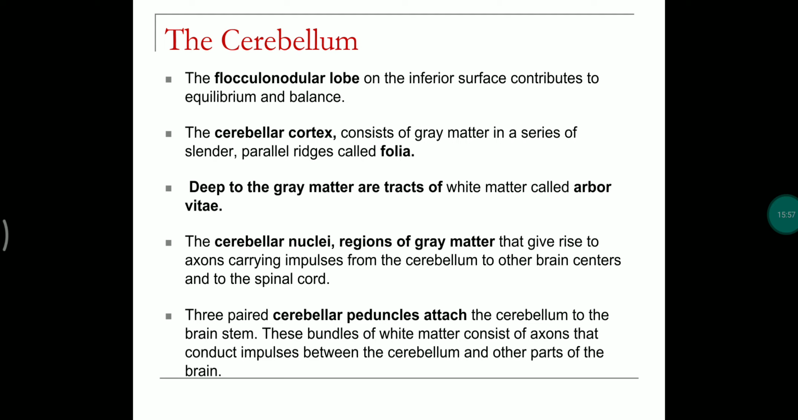Three paired cerebellar peduncles attach the cerebellum to the brainstem. The brainstem, that is the midbrain, consists of the cerebellar peduncles.